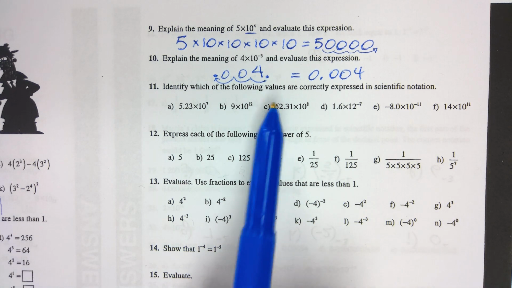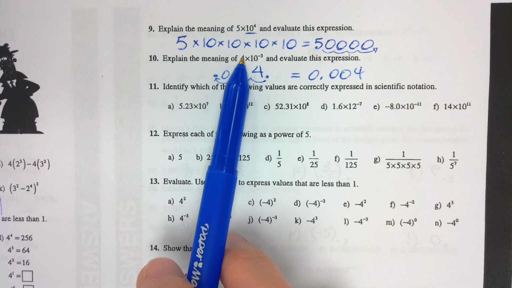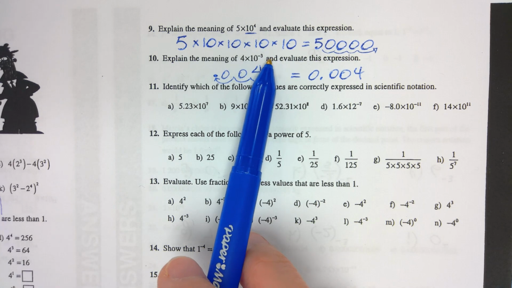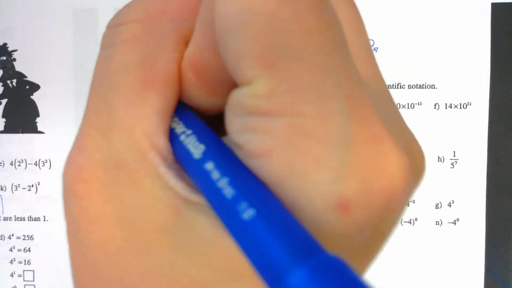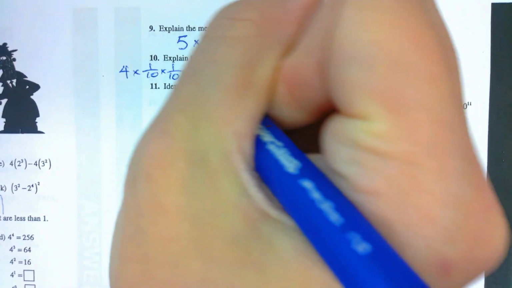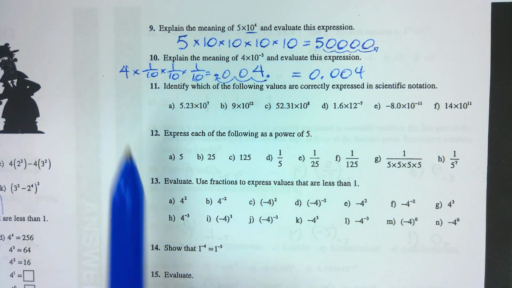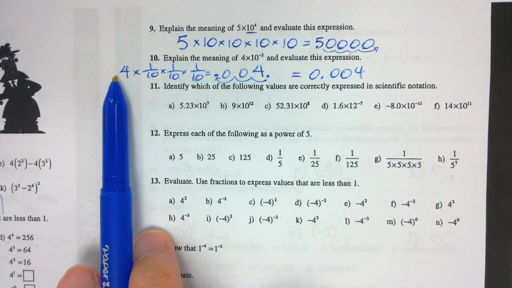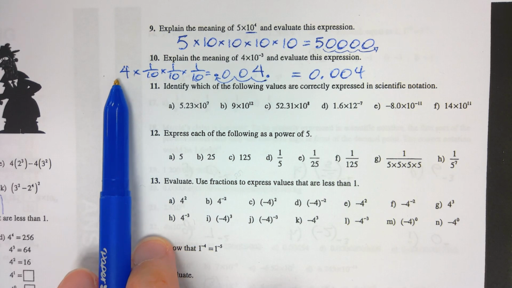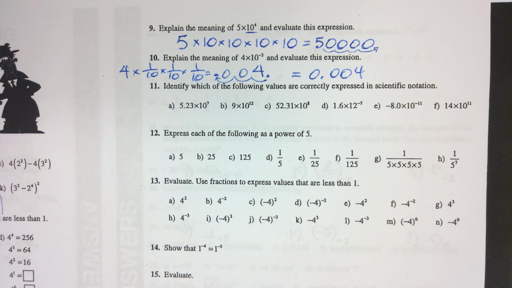And if you're thinking why, it's because if you were to write it out, it's 4 times 1 over 10 times 1 over 10 times 1 over 10. I'll write it out. Times 1 over 10. And you can see how each time your number is getting smaller, from 4 to 0.4 to 0.04 to 0.004.